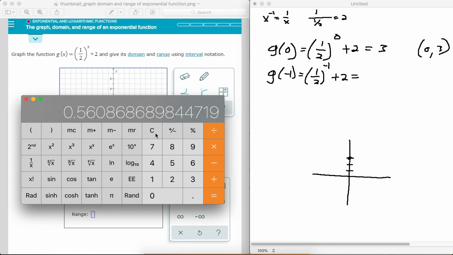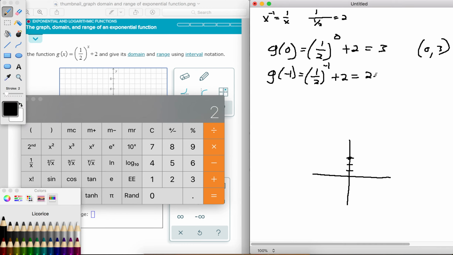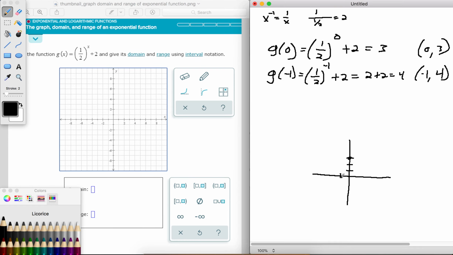You can check that with a calculator. 1 over 2 is 0.5, right, if you do 1 divided by 2 in your calculator. So if you raise that to the negative first power, it gives you 2. So this is just 2 plus 2, which equals 4. So I plugged in a negative 1, I got out 4. Again, with your pencil tool in Alex, go back 1 on the x-axis, go up to 4 on the y-axis, put a dot.